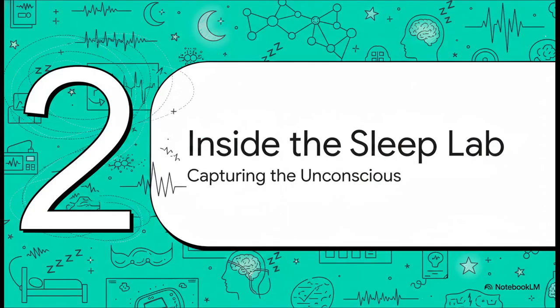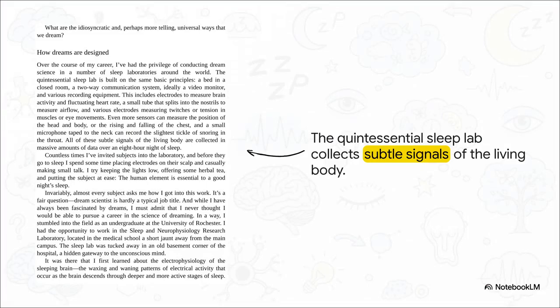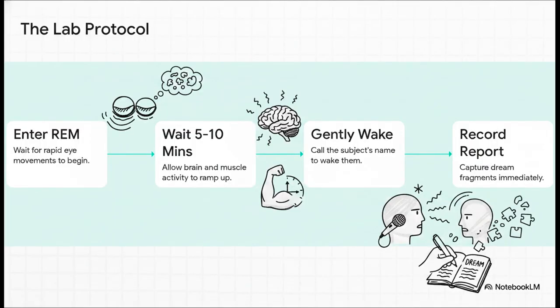Moving on to part 2, inside the sleep lab, capturing the unconscious. A standard sleep lab setup is basically this hidden gateway straight into the unconscious mind. When subjects come in, scientists don't just sit there and watch them sleep. They are collecting massive amounts of data over an entire 8-hour night. They've got electrodes on the scalp to measure brain waves, little tubes going into the nostrils to measure airflow, microphones to catch even the slightest tickle of snoring, and sensors to measure muscle twitches. All of these super subtle signals of the living body are recorded to essentially map the physical footprint of the dream world. But how do they actually capture the dream narrative itself before it fades?